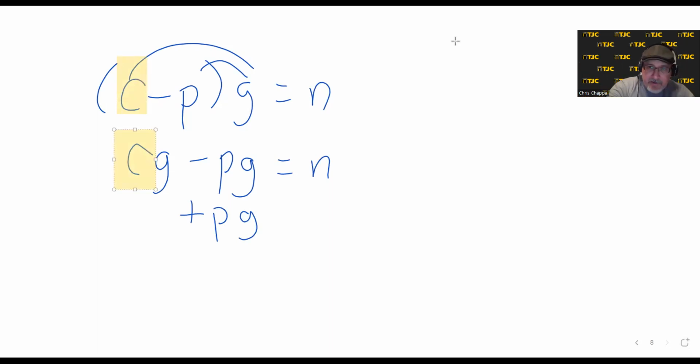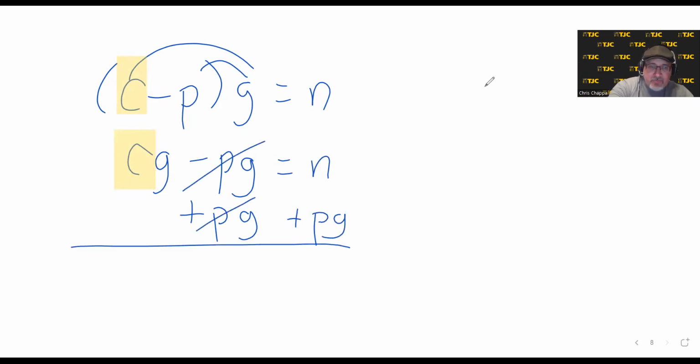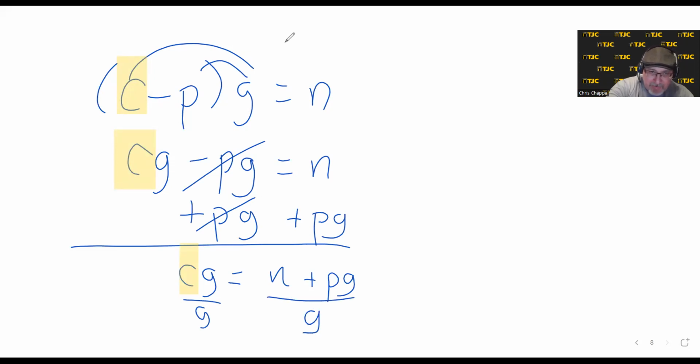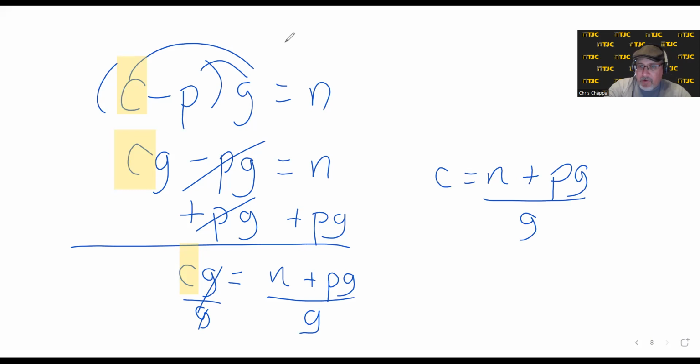Then you could add PG to both sides because you're not getting rid of the P or the G. You're getting rid of the entire second half of the subtraction problem. That gives you CG equals N plus PG. And then to get the C by itself, again, we're solving for C, you can divide both sides by G and divide the entire right side by G. And you get C equals N plus PG over G, which doesn't look like the answer we got before.